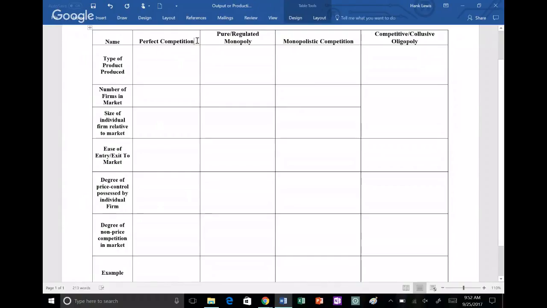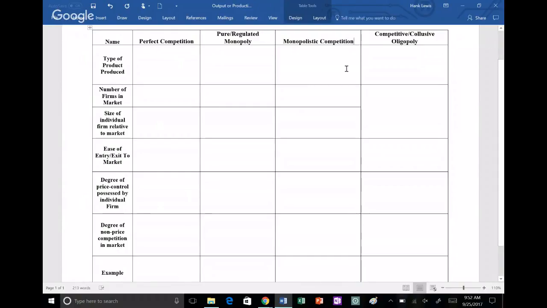Now, the names of our structures. The first one is called perfect competition. If you drop the word perfect, that's not the same thing. It has to be called perfect competition. The next is called monopoly, but there are two variations we will handle in the same column. One is called pure, and the other is called regulated. And where they are different, it will be highlighted.